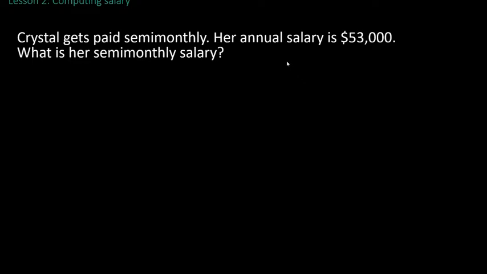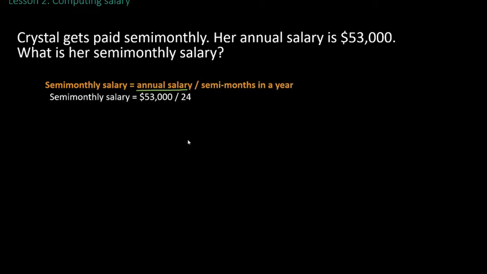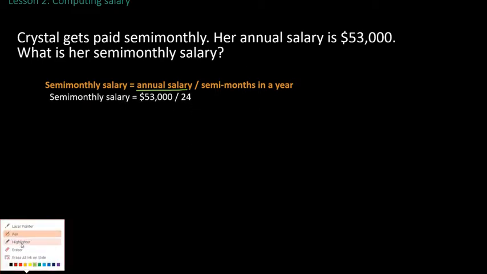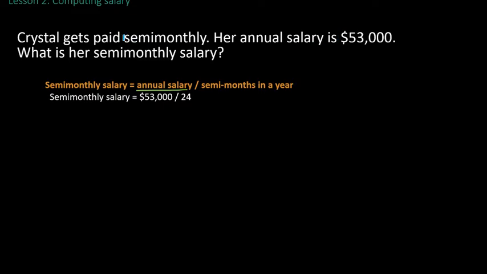So for example, let's say that Crystal gets paid semi-monthly and her annual salary is $53,000, and we want to find her semi-monthly salary. Okay, so to find her semi-monthly salary, we'll take her annual salary and we'll just divide it by the number of pay periods she'll have in a year, or in other words, the number of semi-months in a year. Remember that semi-monthly means twice a month. So plugging this in, if she gets paid semi-monthly, we'll divide that annual salary by 24.